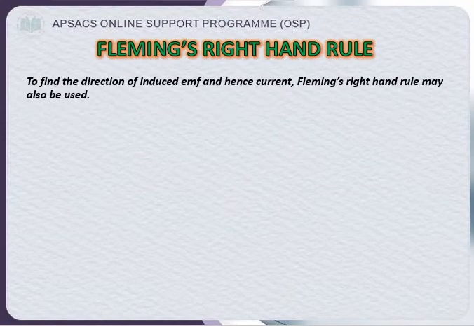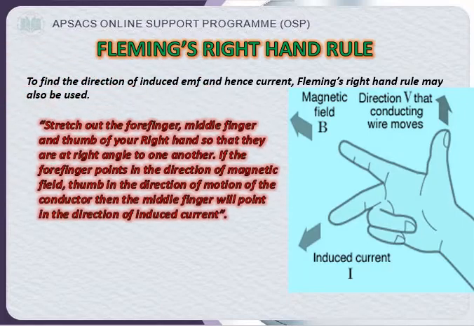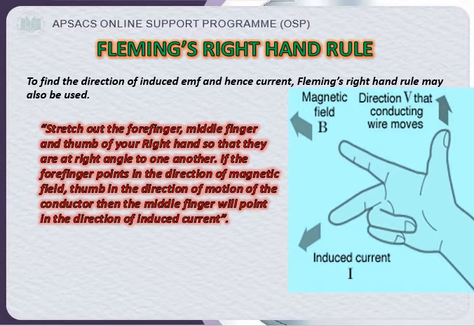Fleming's right hand rule. You are already familiar with this right hand rule, where we have to stretch the two fingers and the thumb perpendicular to each other. The first finger, or the index finger, will point in the direction of magnetic field. The second finger will point in the direction of current, and the thumb points in the direction of force, or the direction in which the conducting wire moves. So basically it is the direction of force.